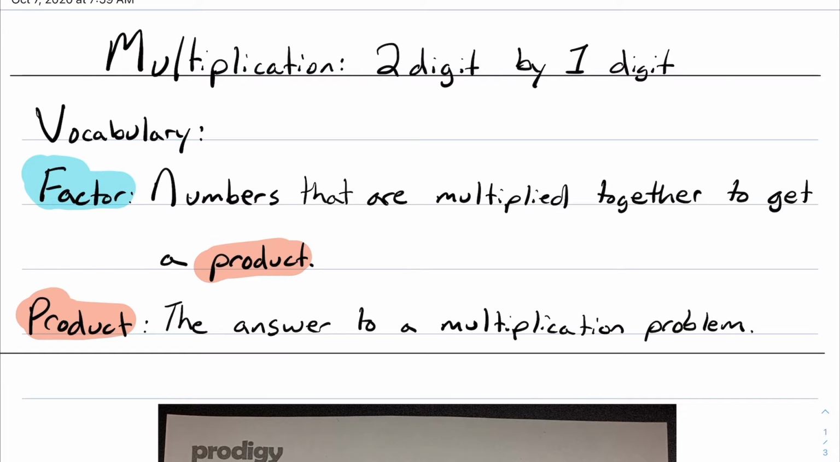Alright, today we're going to be doing 2-digit by 1-digit multiplication. As always, if you're following along and taking notes, feel free to pause the screen when you need and hit play again when you're ready to go.